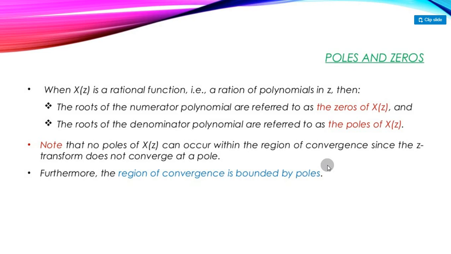Okay, so 2 points there: the roots of the numerator polynomial are referred to as the zeros, and the roots of the denominator polynomial are referred to as the poles. And in a specific Z transform, it doesn't converge at poles, but it can converge at zeros. Okay, we'll take this discussion further.